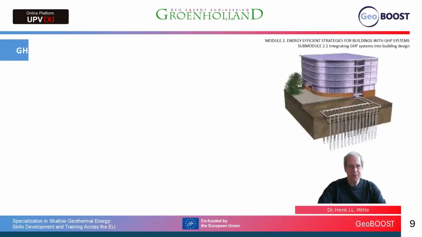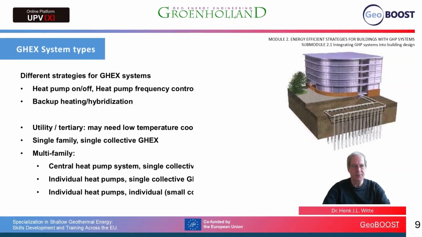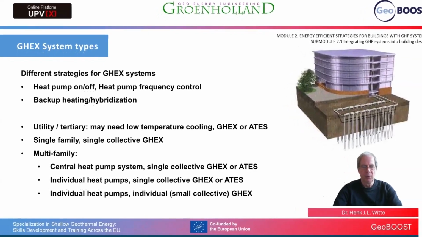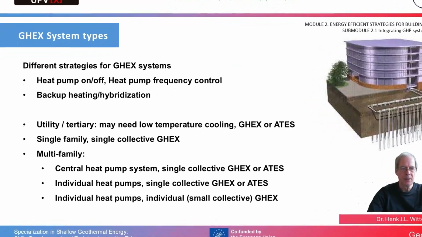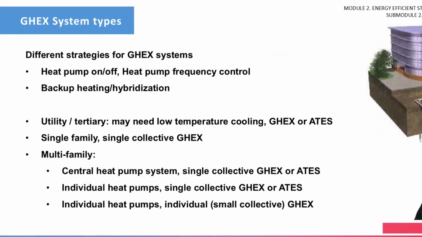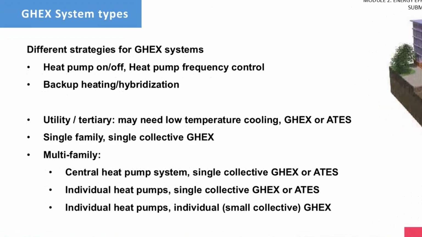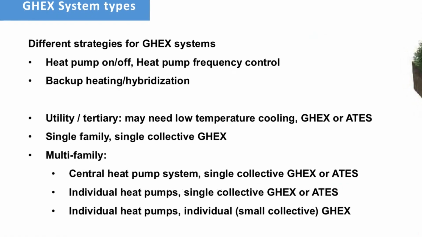In the second part of this presentation, we'll look at different ground source heat pump system types. First of all, with the heat pump itself, we can have different strategies. For instance, do we use a heat pump that only has on-off control, or a heat pump system with frequency control? Another consideration is whether we will have a hybridization with, for instance, a gas boiler or a chiller, or backup heating with an electrical element, to give an example.